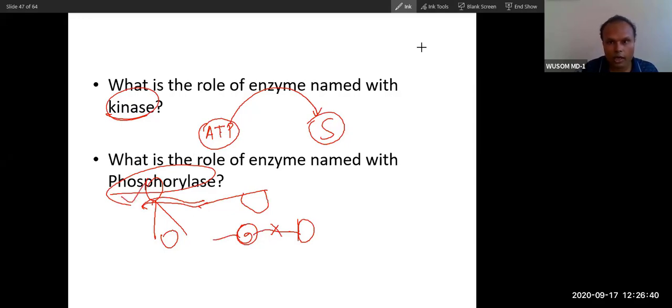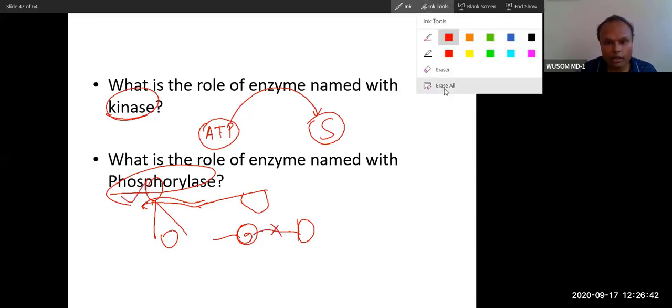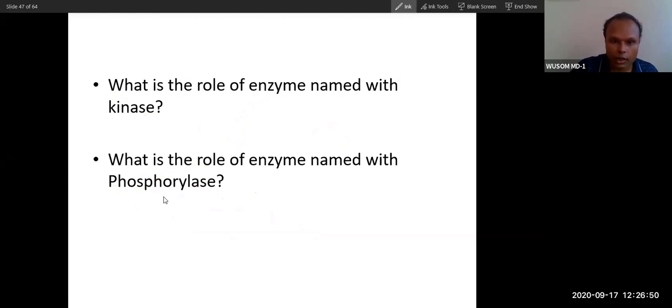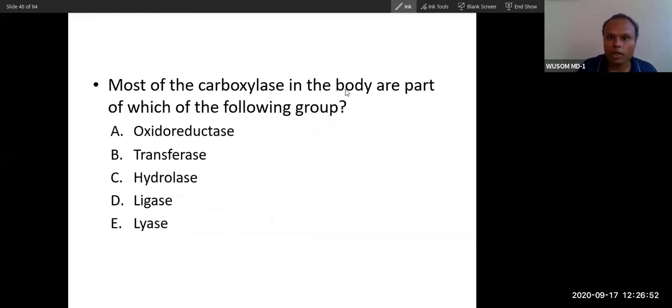So this is phosphorylase. They will break the bond between two glucose molecules, or two other molecules, using phosphate. This is phosphorylase. So most of the carboxylases in the body are part of which of the following groups?